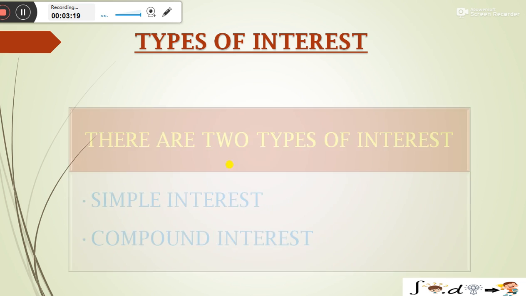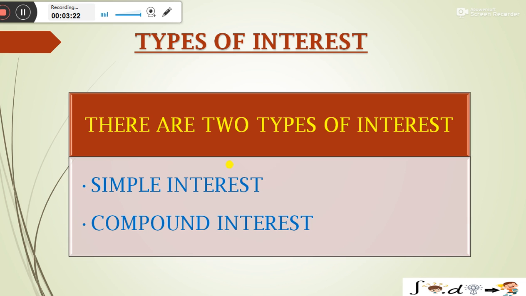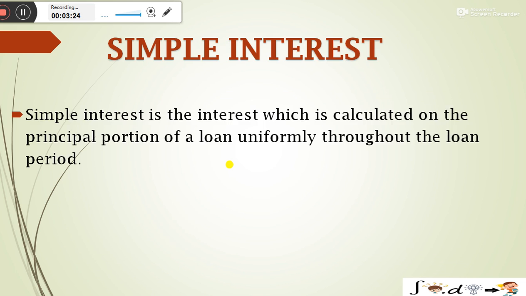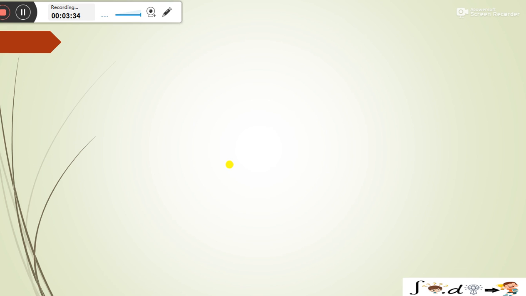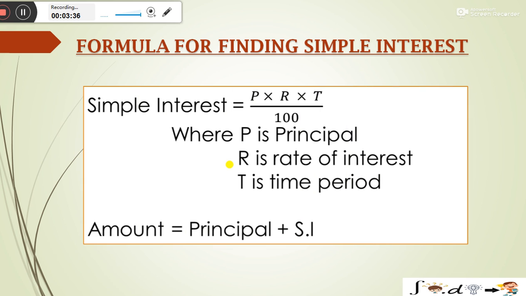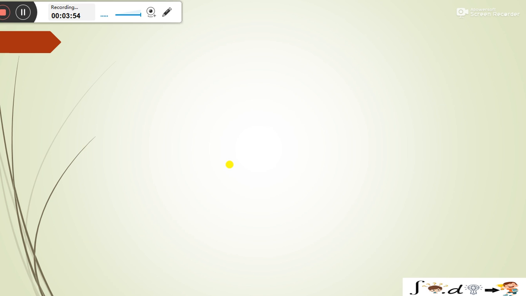There are two types of interest, as you know: simple interest and compound interest. Simple interest is the interest which is calculated on the principal portion of a loan uniformly throughout the loan period. And the formula for simple interest is P into R into T divided by 100, where P is the principal, R is the rate of interest and T is the time period. And the amount you have to find is principal plus simple interest.